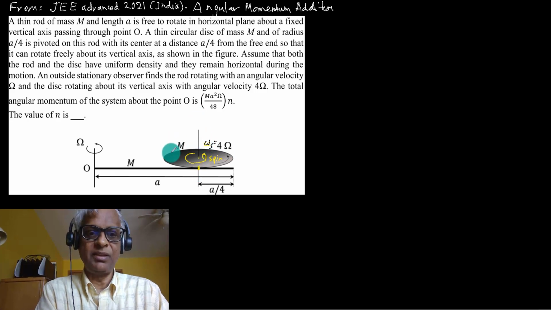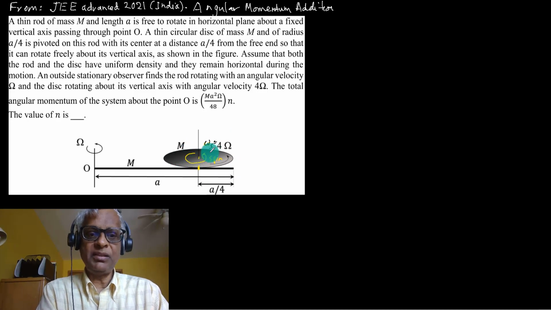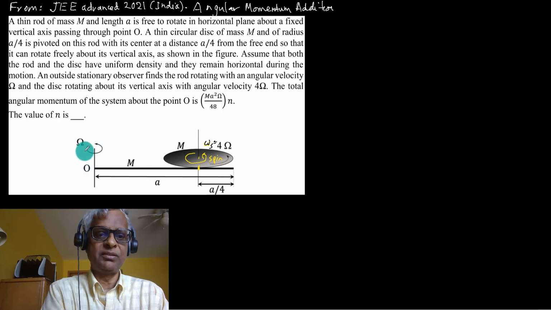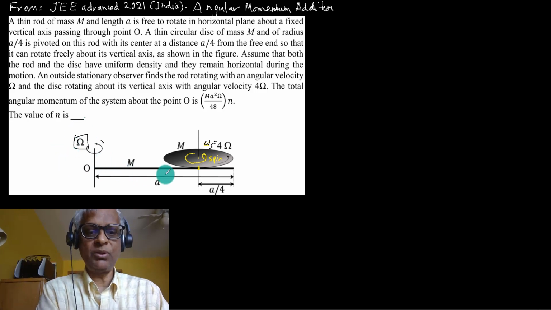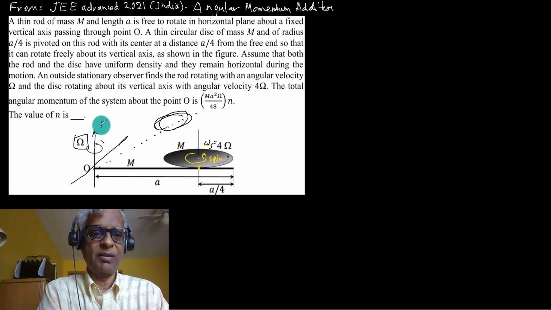If this was the axis and everything was fixed, it would just rotate like that. But this structure is fixed to the rod, and the rod is rotating with angular velocity omega. So the whole thing is rotating. At some other time, the disk is over here. If you call this the z-axis, this the x-axis and this the y-axis, then this is parallel to the xy plane.